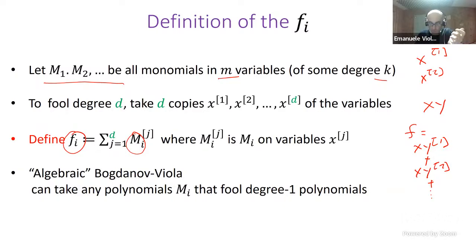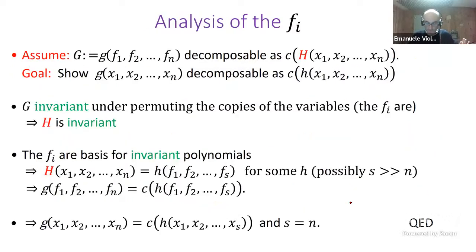Also because you don't have to take monomials. You can, in fact, start with any degree 1 polynomials. You can prove that. You take copies of that, and this would be a good enough definition of the F_i. Okay, so I want to spend just a minute on where the invariant theory shows up, because I think this shows how you exploit this fact that you take copies.